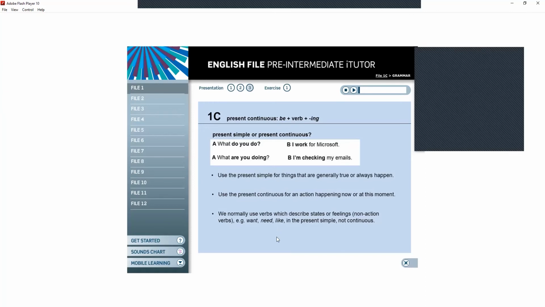So normally when we use a verb that has no action, we call it a non-action verb. We cannot make this type of verb into the present continuous. For example, the words want, need, or like, they talk about feeling. Okay, no action, so we cannot make them continuous. Now let's practice the exercise.